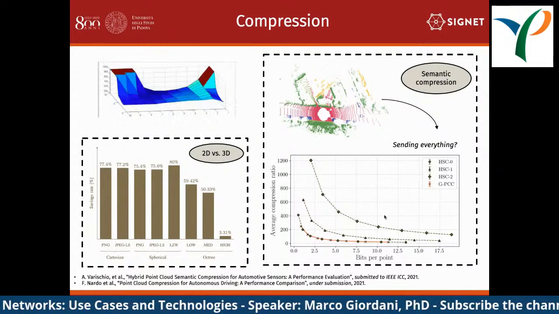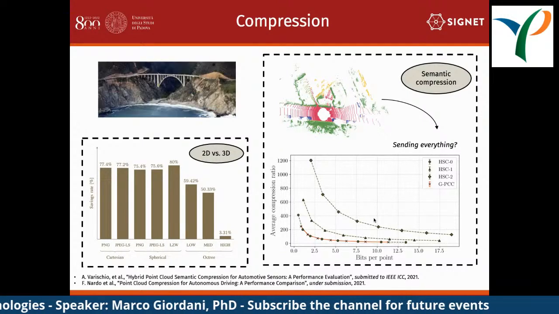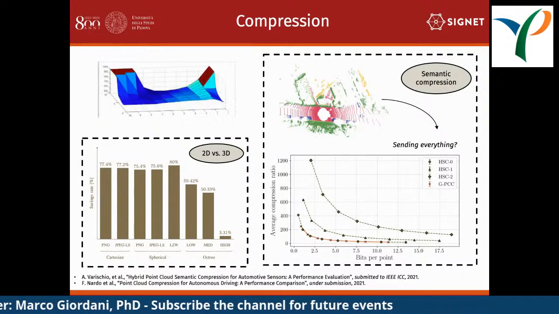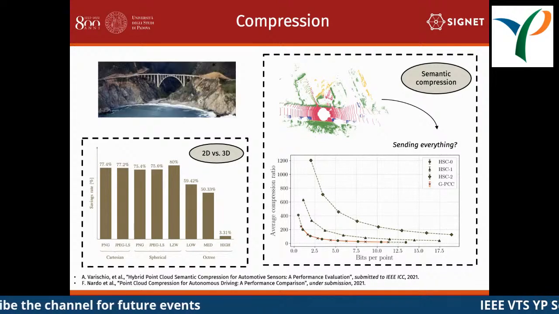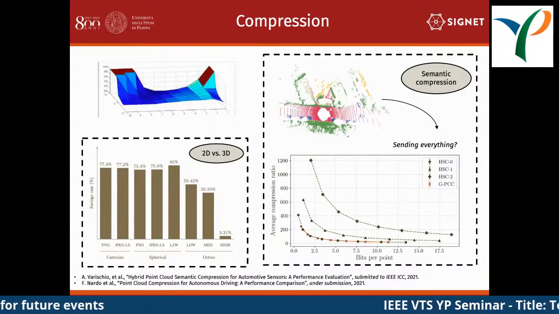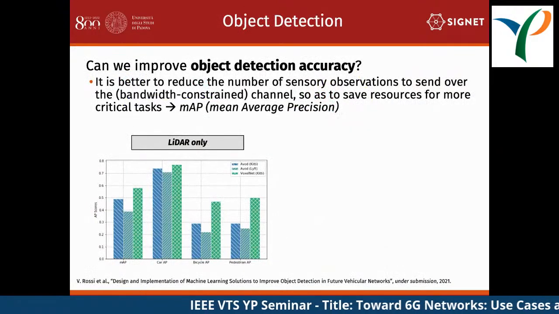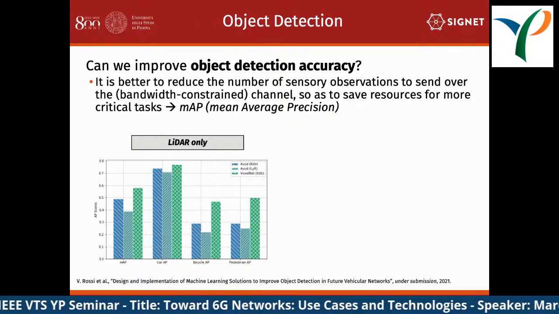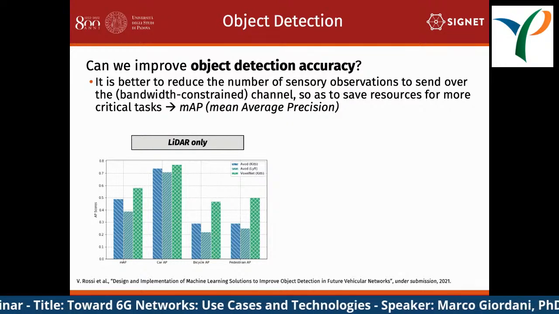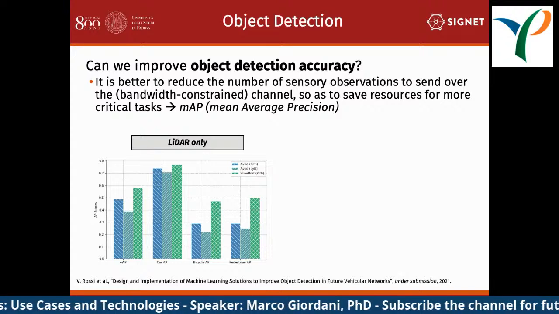We have performed some preliminary demonstrations, which are proving that merging these two characteristics together is promising, but still something more has to be done in this domain. And also how to make object detection as accurate as possible. How much sensory data do we need?